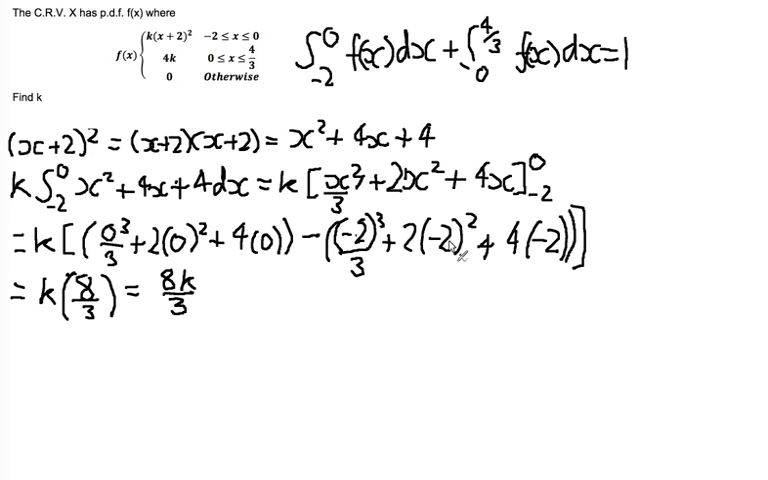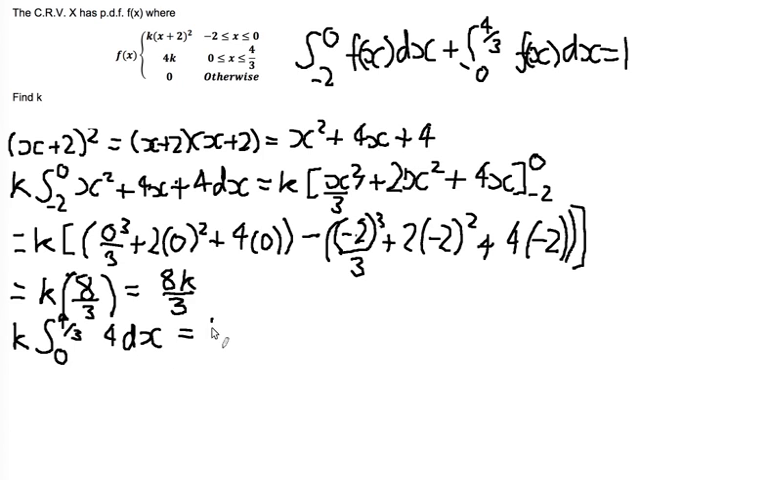Okay, now usually what we do if we had one function, we'd put this equal to 1 and we'd solve it and we'd find a value. But now what we're going to have to do is integrate the second function over the range 0 to 4/3. So I'm going to take the k outside the front again, 0 to 4/3. We've just got 4 dx.